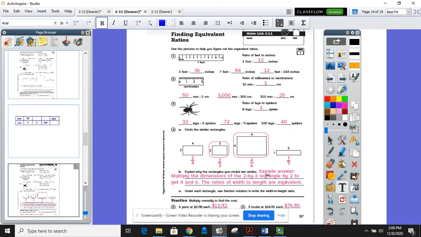Down here at the bottom, you had to find which were similar rectangles, and pretty much once you calculated the ratio 2 to 3, you had to find the other ratio that was similar. So it would pretty much simplify or become very similar to equivalent fractions. So 2/3 is similar to 4/6 because 4/6 simplifies to 2/3. And then we have our 5 and 6 total down here.